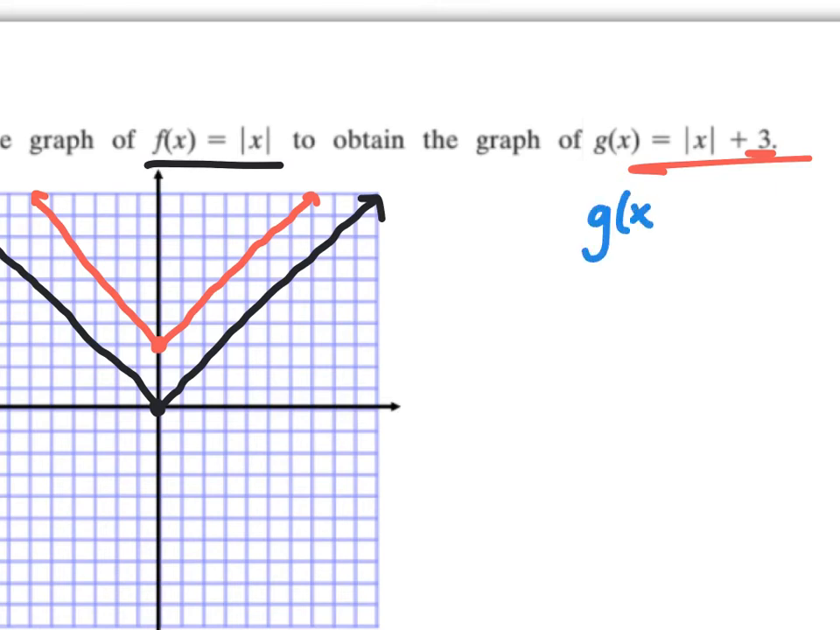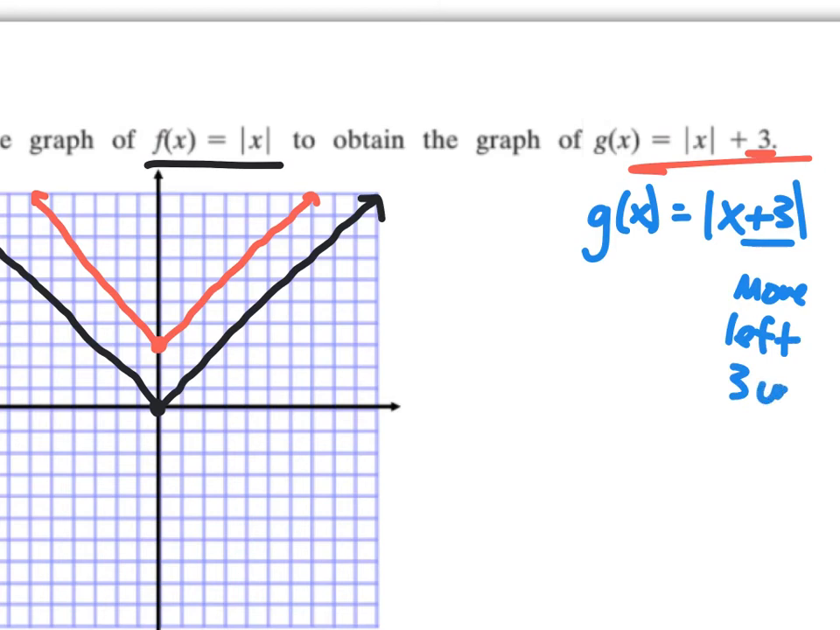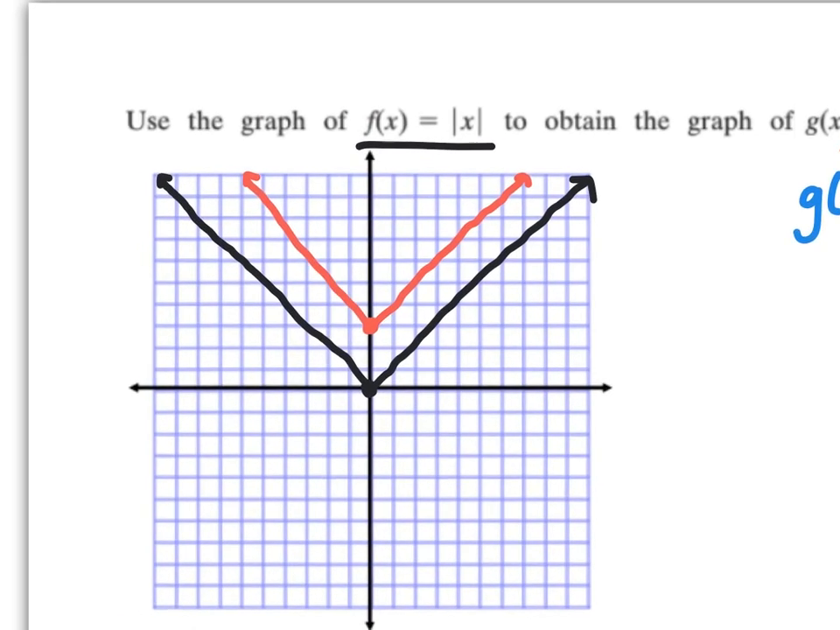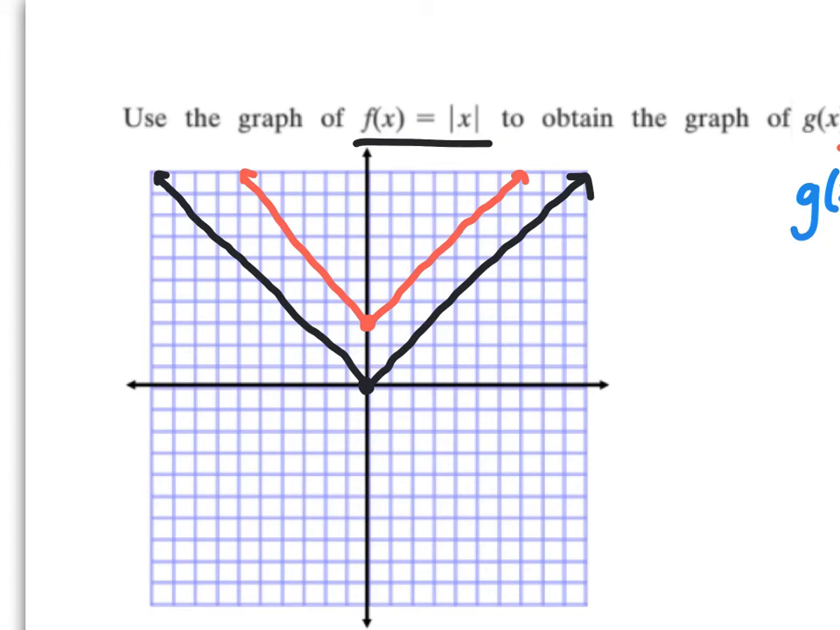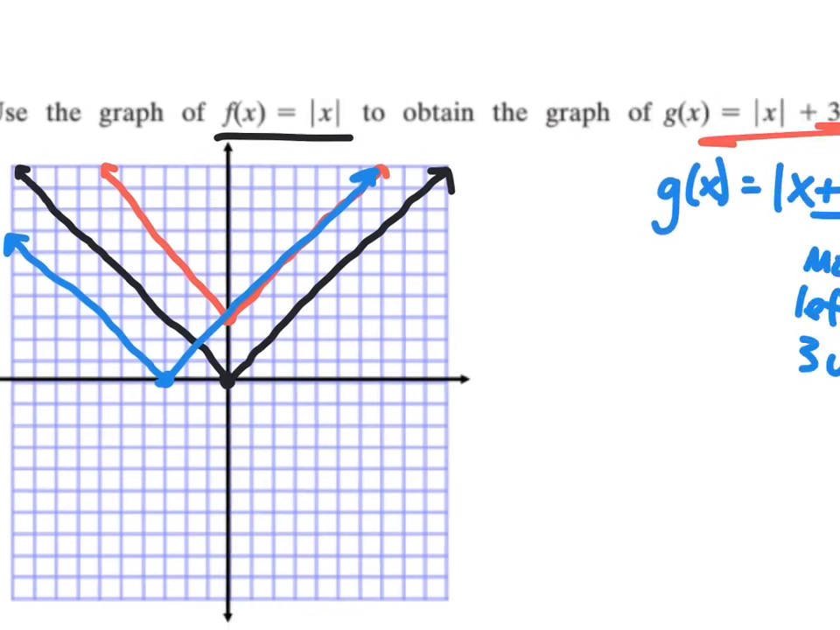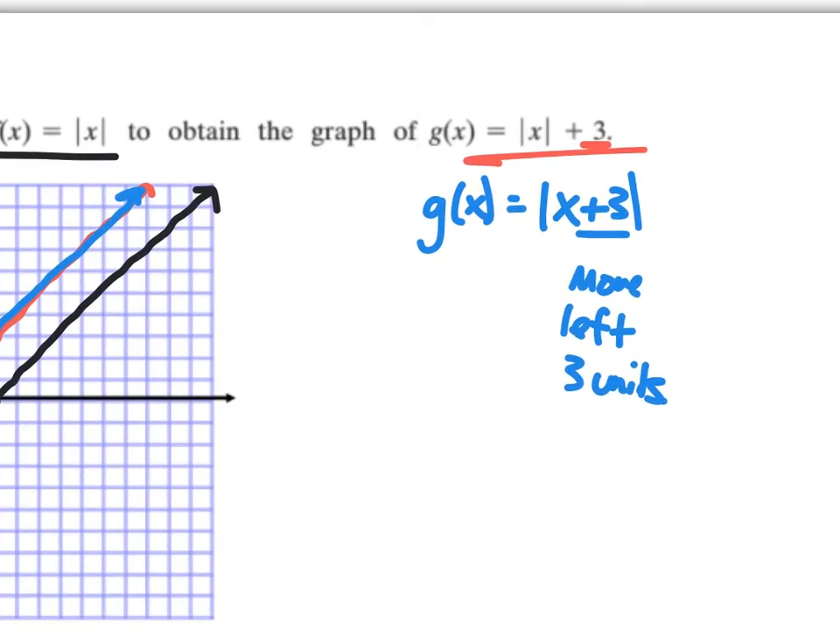Let's say I wanted to do g of x is equal to the absolute value of x plus 3, where we keep that 3 on the inside. Because this 3 is positive on the inside, we move left 3 units. So I'm going to move this over 1, 2, 3, plot my point, and we're going to make our graph like this.